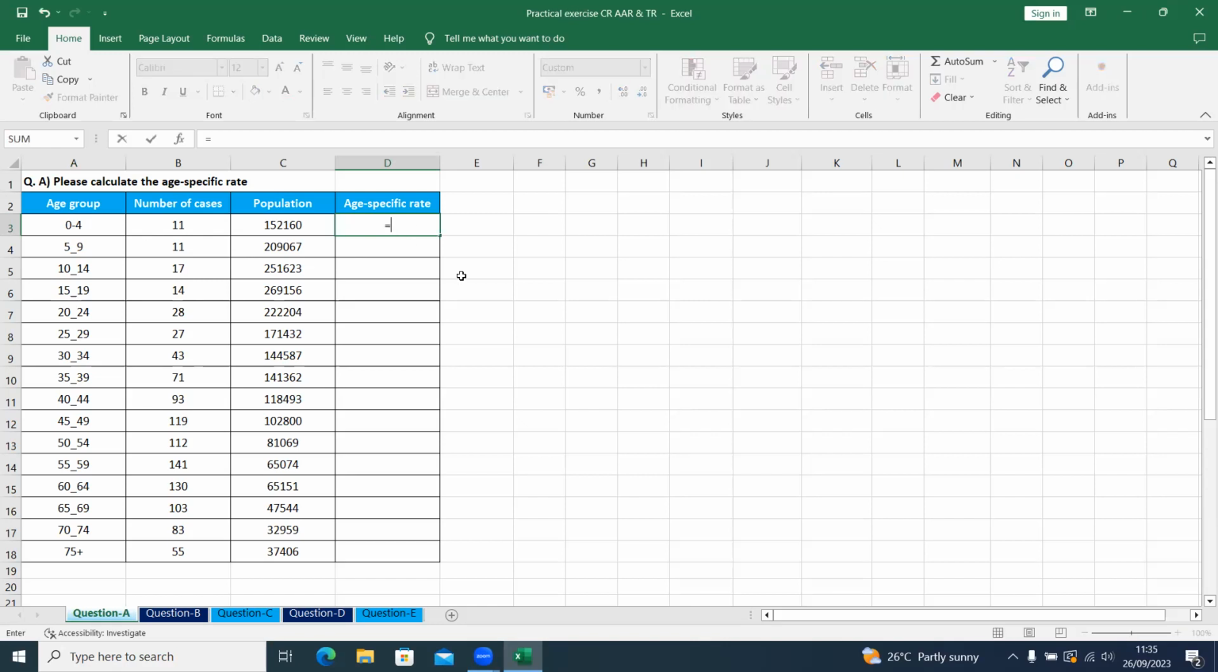I will just mention here 11 divided by 152160 into 100,000. So the answer is 7.2. Clear?